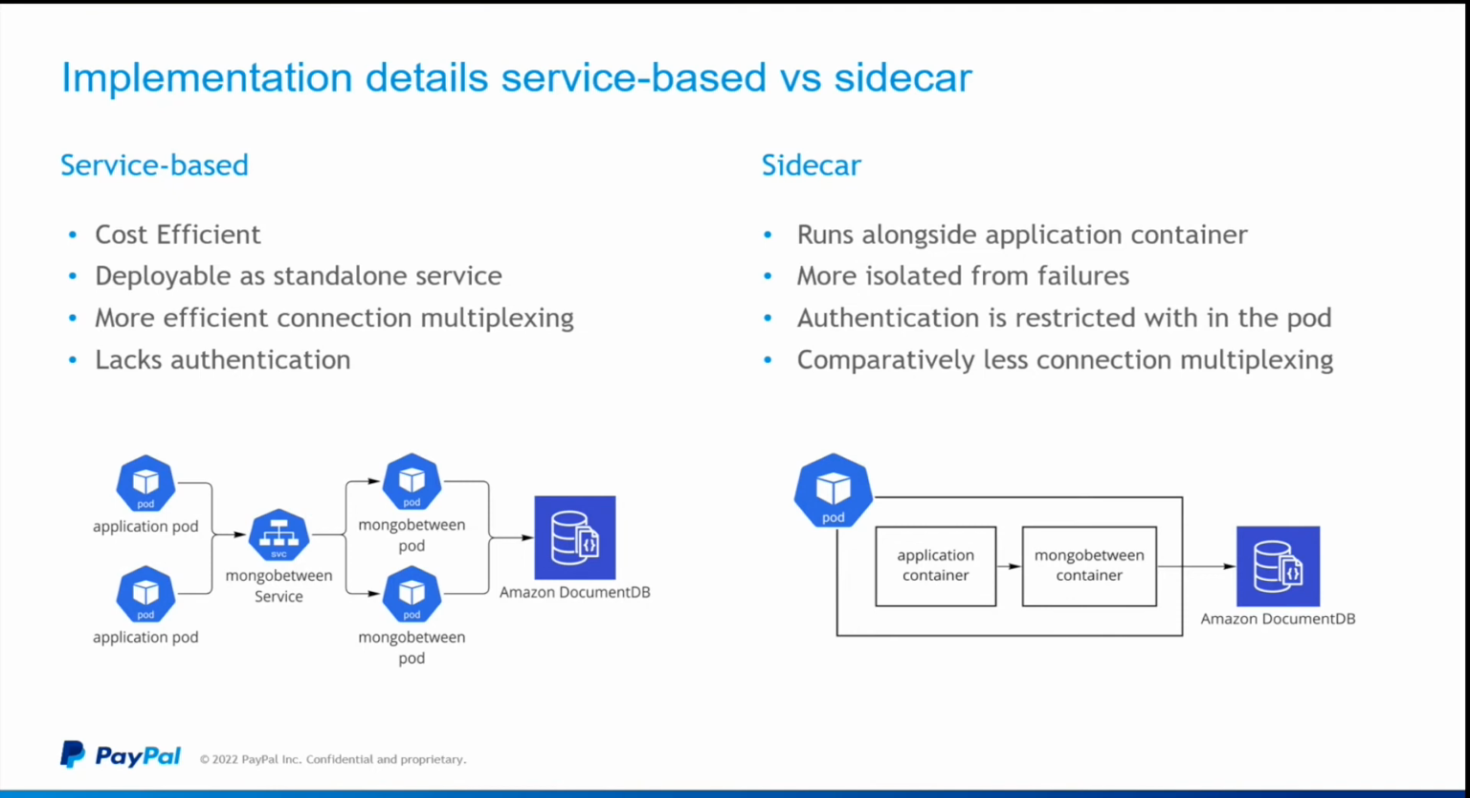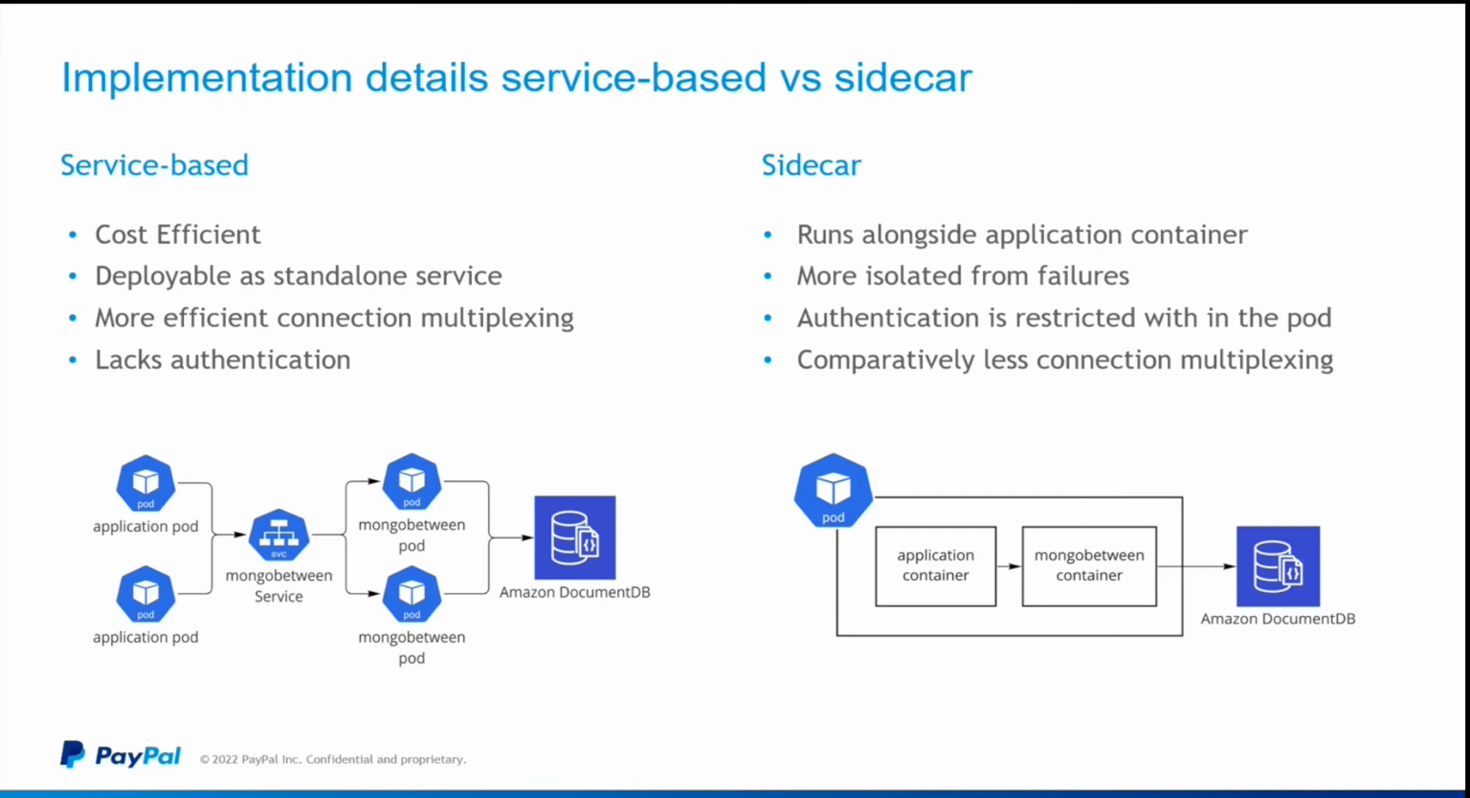So if you see the diagram below, Mongobetween is deployed on individual pods, and all these group of Mongobetween pods are behind a service, which is nothing but a load balancer. An application that wants to query DocumentDB connects to Mongobetween pod through this load balancer, and Mongobetween pod internally opens a connection and relays that query to DocumentDB.